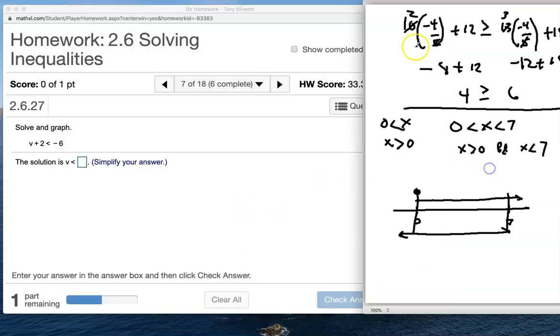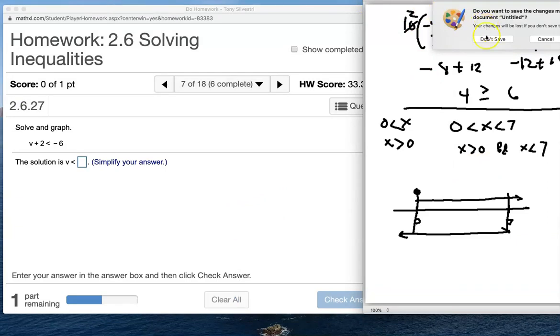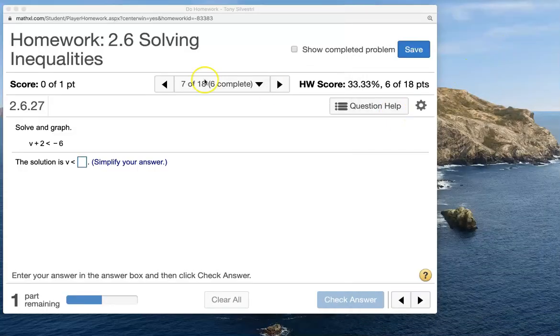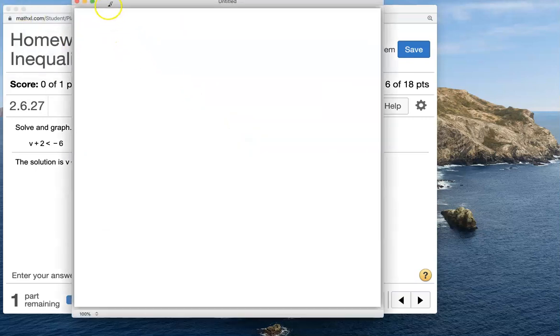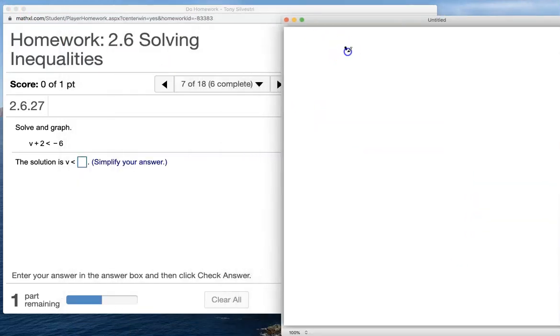Now we get to graph things. Let's graph some things. The way you solve an inequality is pretty much the same as how you solve an equality. You basically do the same operation. But there is one big difference. When I show you the difference, I'll emphasize it then. So let's come over here and just write down the problem. V plus 2 is less than -6.